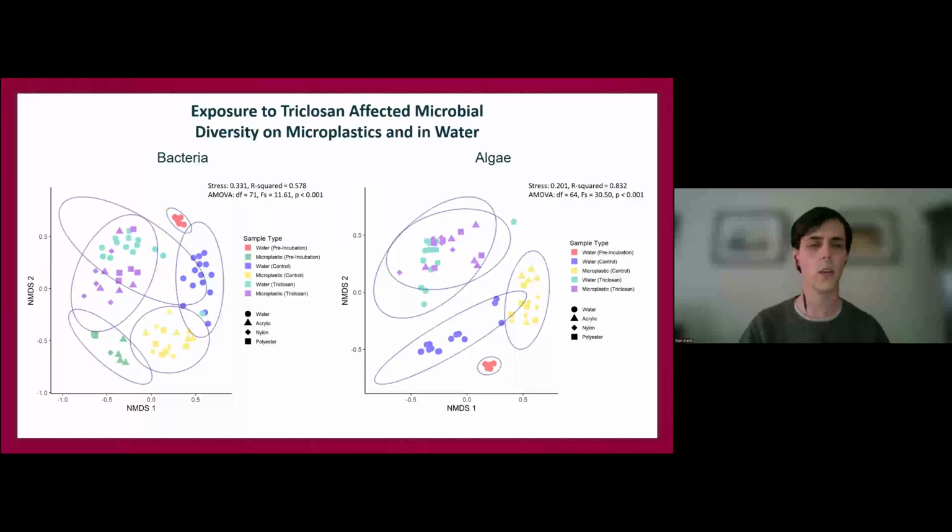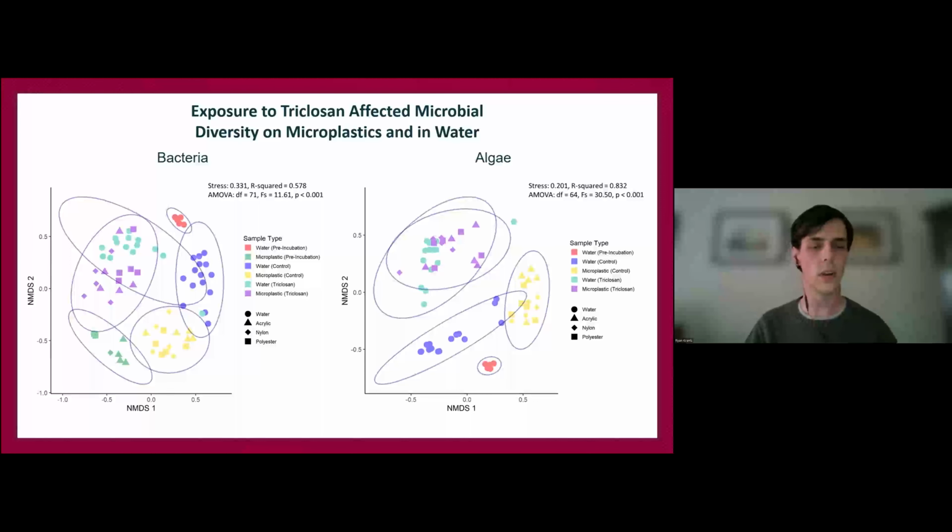So to orient you here, I have bacteria and algae, but the color codes and the keys are the same. So we have initial pre-incubation samples, and you can see a shift both in the water and microplastic in the top left of both of these plots, as well as a shift in the opposite direction in the control samples, both in the water and microplastic.